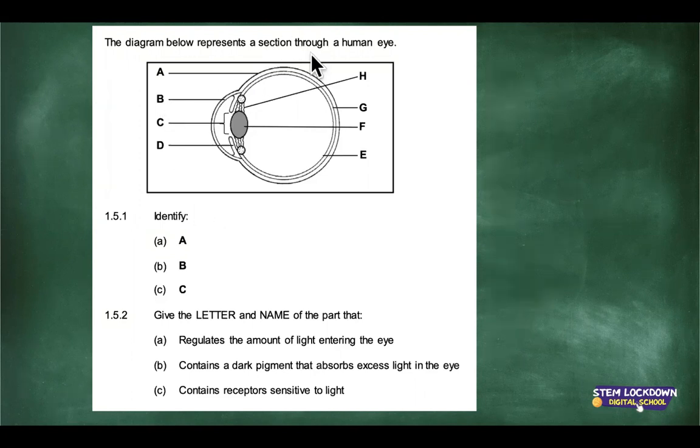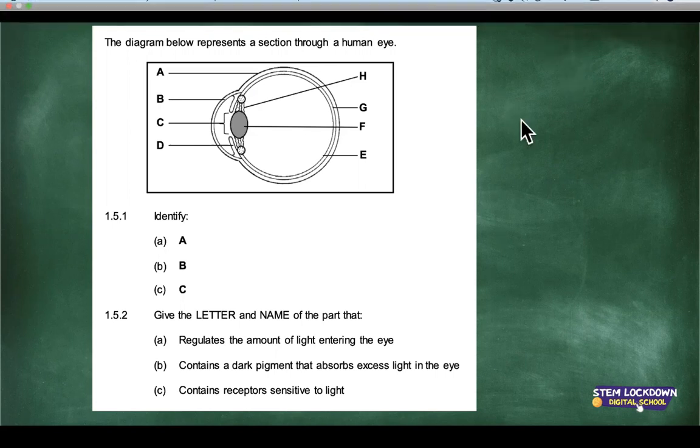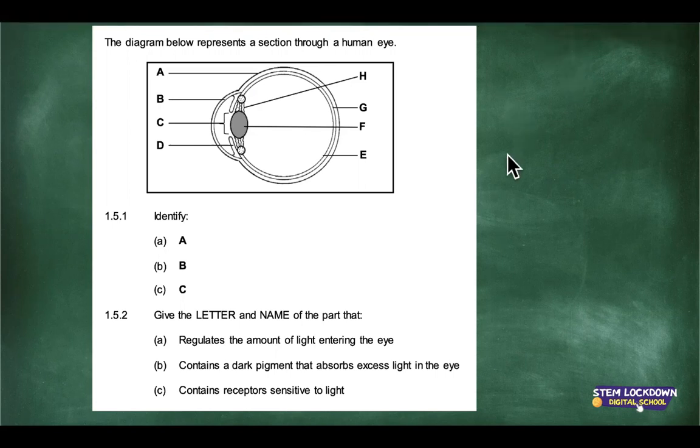Now, A is the sclera, B is the cornea, and C is the pupil. Remember, the lens is not C, F is the lens. C is the pupil. Give the letter and name of the part that regulates the amount of light entering the eye. That is C, it's the pupil.